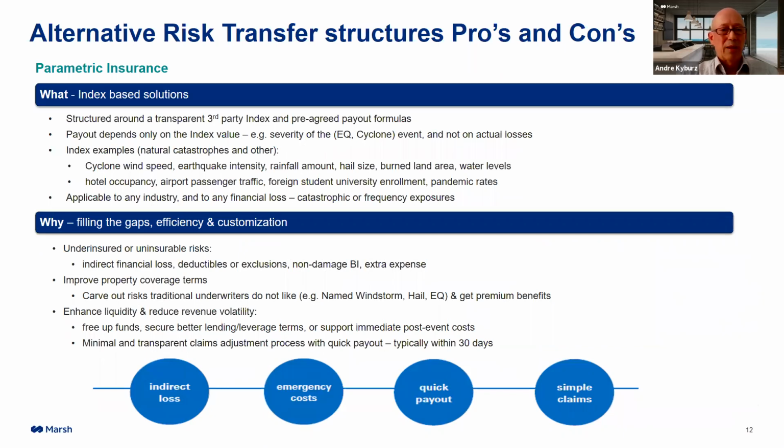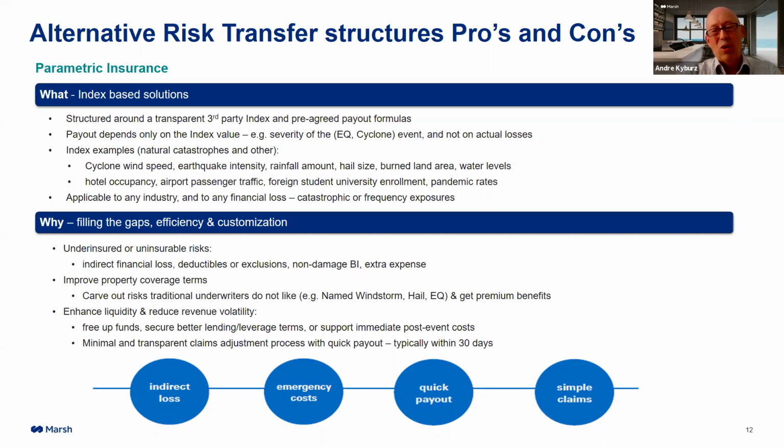Of course, when we talk about alternative risk transfer structures, pros and cons, there's parametric insurance, which I think has been very fashionable over the last few years. When traditional capacity goes out of the market, alternatives come in, and parametric insurance is one of them. On this slide you actually don't see any cons. These are really the pros of parametric insurance.